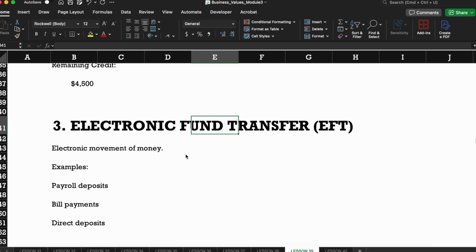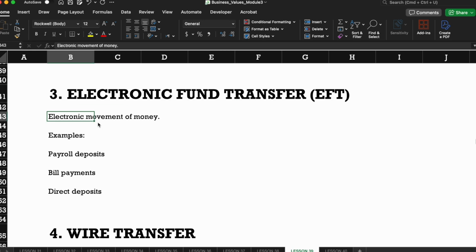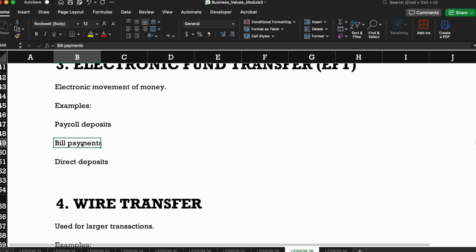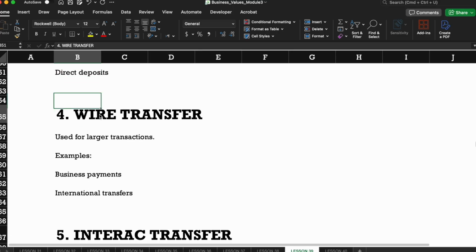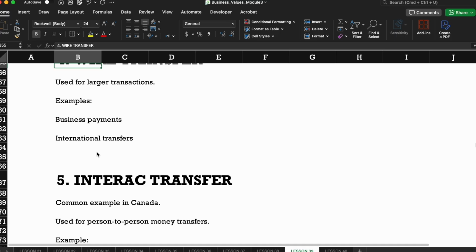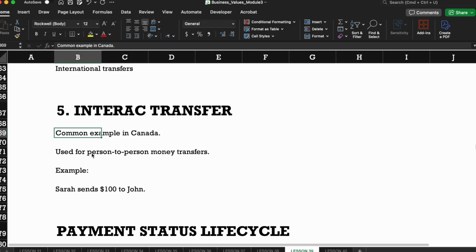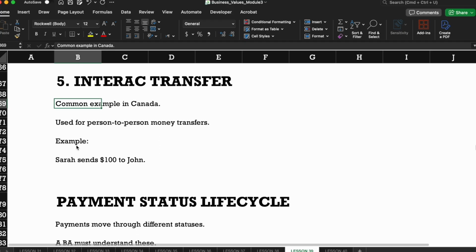Electronic fund transfer, EFT: electronic movement of money. Examples: payroll deposit, bill payment, direct deposits. Wire transfer: used for larger transactions. Examples: business payments, international transfers. Interac transfer: a common example in Canada, used for person-to-person money transfer. Example: Sarah sent $1,000 to John.